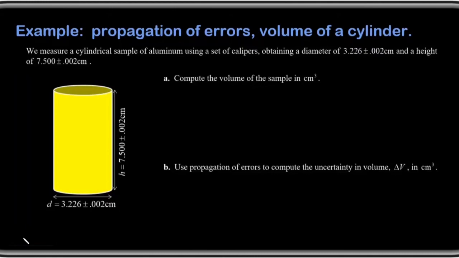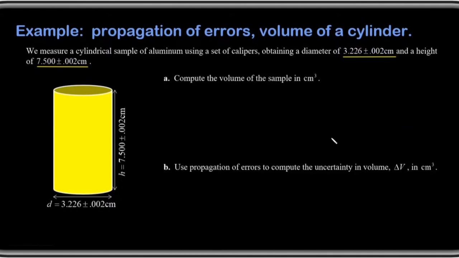In this video, we're given measurements of the diameter and the height of an aluminum cylinder. We're told that we took these measurements with a set of calipers. Each of these measurements is given a plus or minus uncertainty of 0.002 centimeters, which is the actual uncertainty on the calipers I have in the lab. And what we're paying close attention to in this problem is using the propagation of errors formulas to properly get the uncertainty in the volume of this sample.